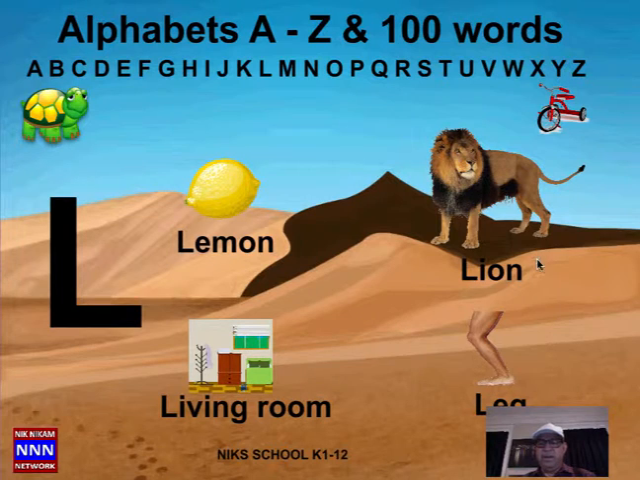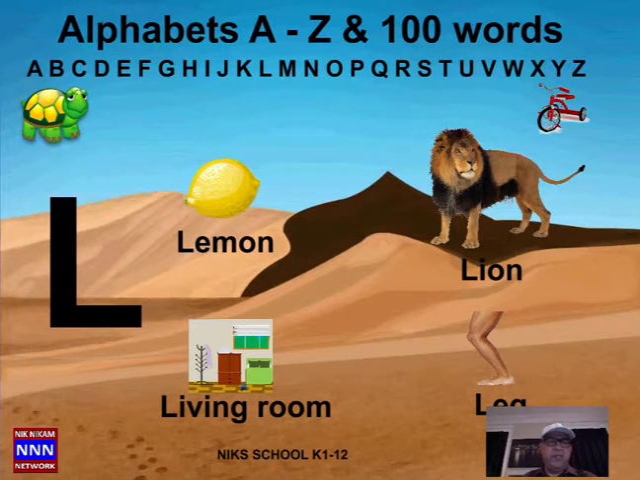That's a lion. What is this? This is a leg. Leg also starts with the letter L. And this is a living room. Like in your house, where you sit and play with your friends and with your parents, that's called a living room. And look at all the furniture in the living room. So let us repeat all the words starting with L. L, lemon, lion, leg, and living room.